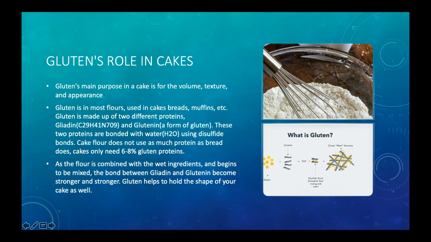Cake flour does not use as much protein as bread does, as cakes only need 6 to 8% of gluten proteins. As the flour is combined with wet ingredients, it begins to be mixed. The bond between gliadin and glutenin becomes stronger and stronger. Gluten helps to hold the shape of your cake as well.